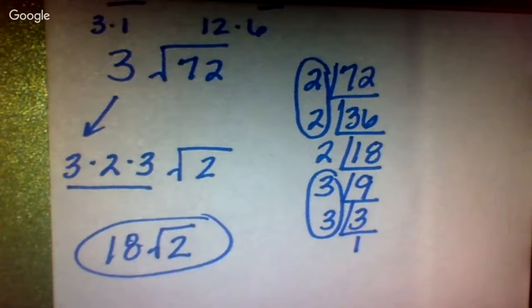And dividing. Dividing becomes difficult when we have to rationalize the denominator.